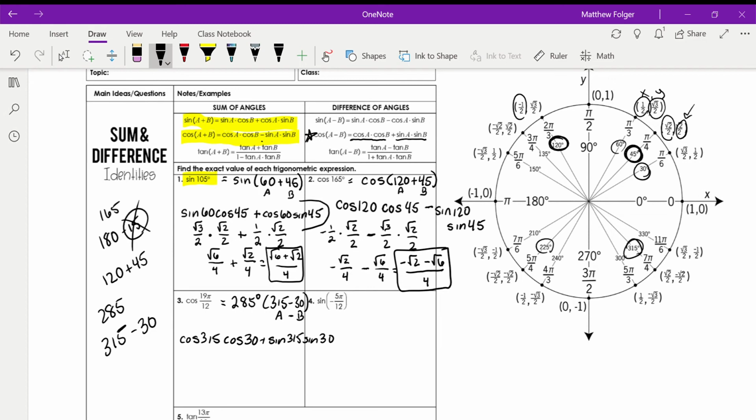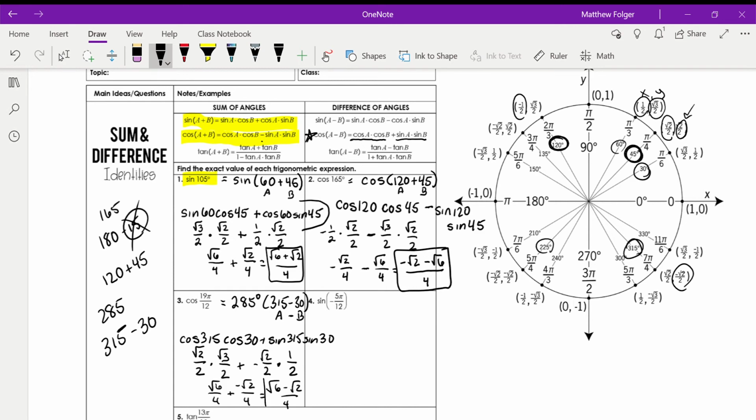So cos of 315 is the x value at 315, which is square root of 2 over 2. The cosine of 30 is square root of 3 over 2, plus the sine of 315 is the y value here, negative square root of 2 over 2. And the sine of 30 is the y value for 30, which is 1/2. And at this point, we just simplify. So again, square root of 6 over 4 plus negative square root of 2 over 4, which ends up being square root of 6 minus square root of 2 over 4.